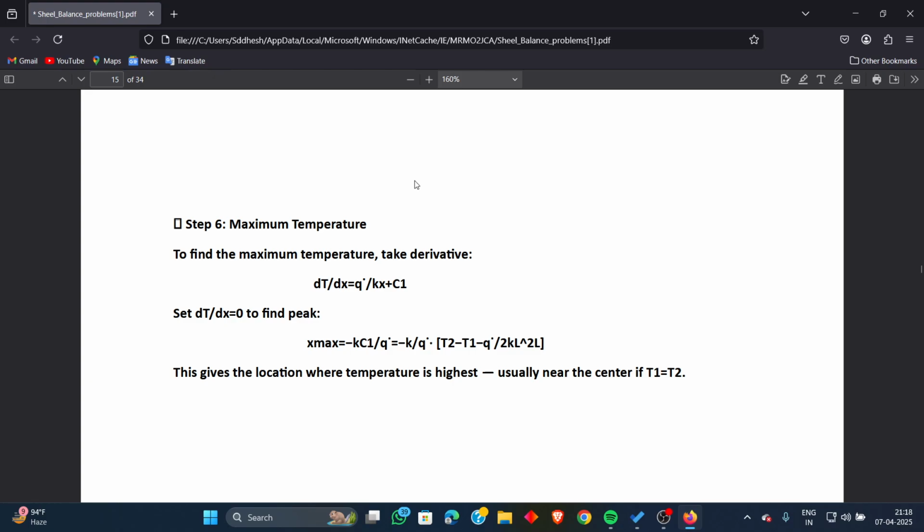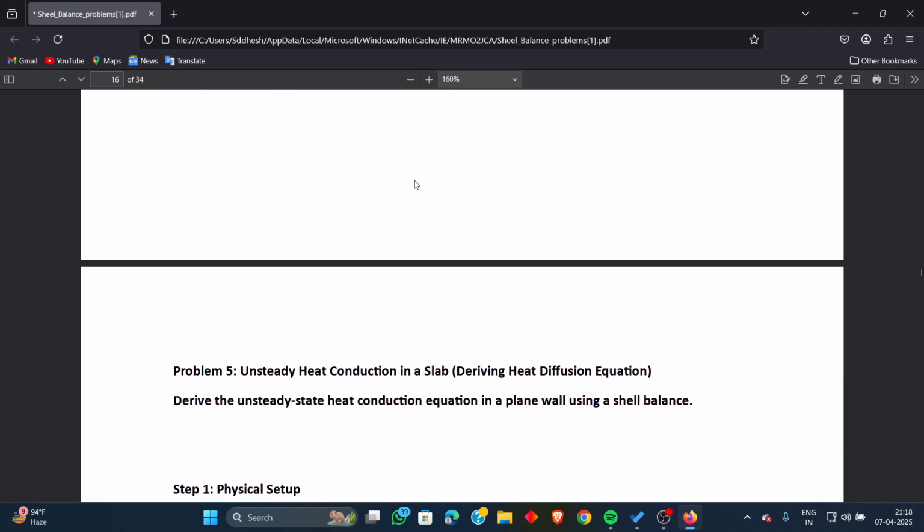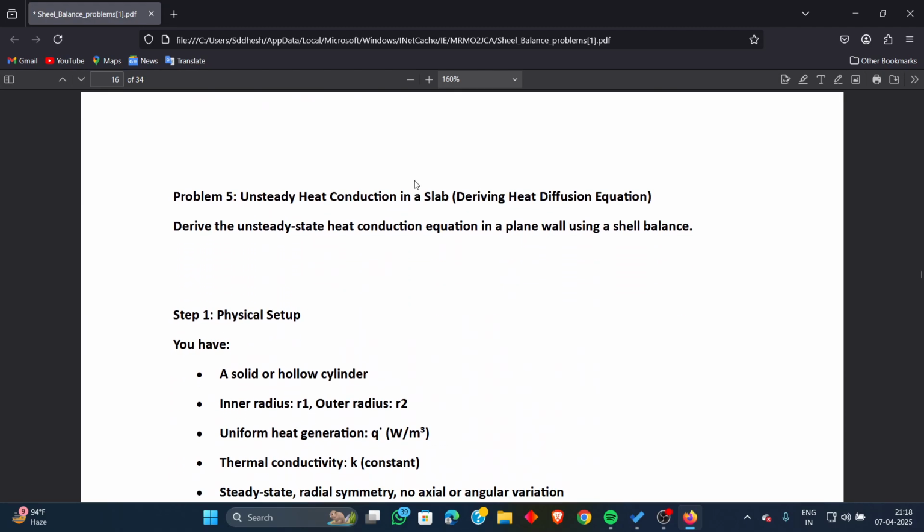Step 6, maximum temperature. The maximum temperature we get here is at the highest point, that is X max is equal to minus K C1 upon Q dot. If we solve it further, we get minus K upon Q dot into (T2 minus T1 minus Q dot L square upon 2K) into L. This is the location where the temperature is the highest, usually near the center if T1 is equal to T2. Okay, we'll move to the next problem.